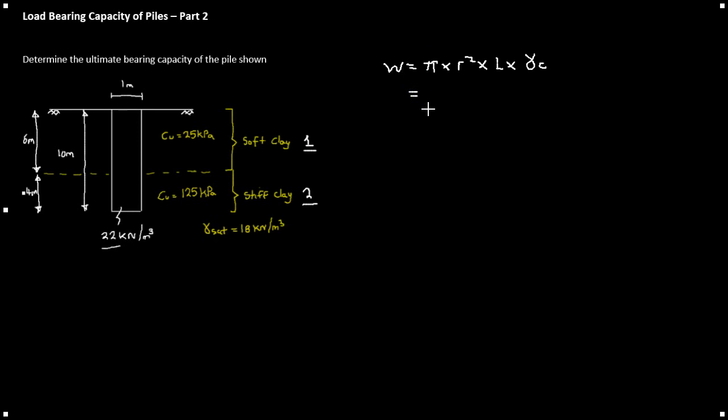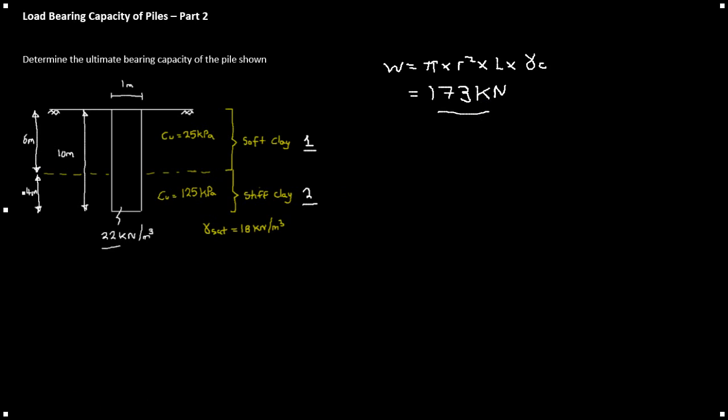Moving on to calculating the weight of the pile, we know W equals the volume of the pile times the unit weight of concrete. So again, because the pile is circular, W equals pi times r squared times L times gamma C, gamma C being the unit weight of concrete. So when we put the values in, we have a weight of the pile of 173 kilonewtons.